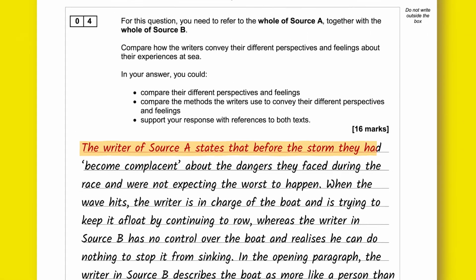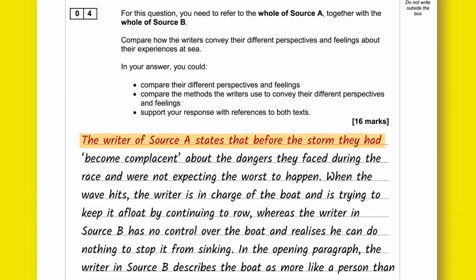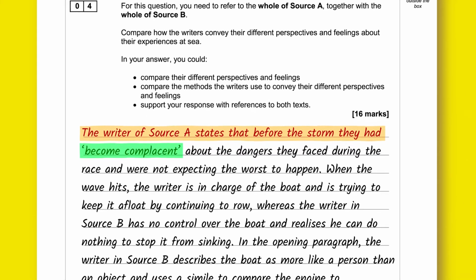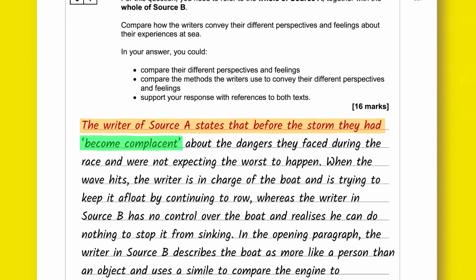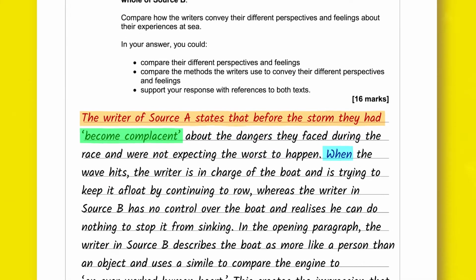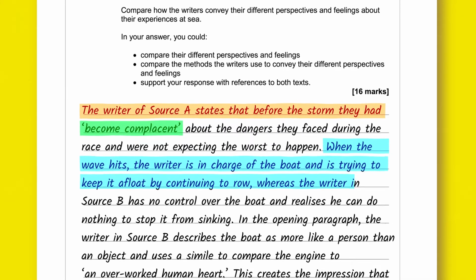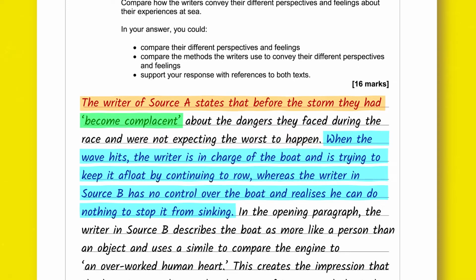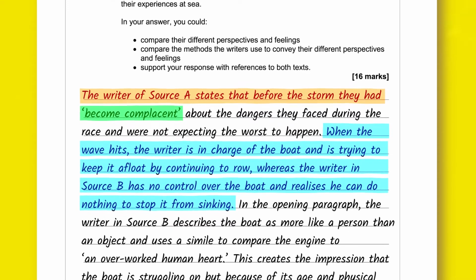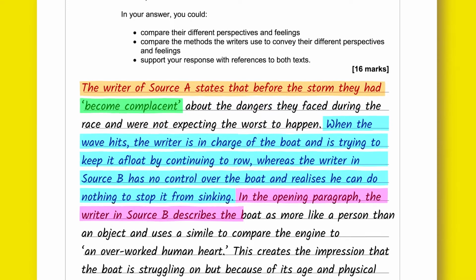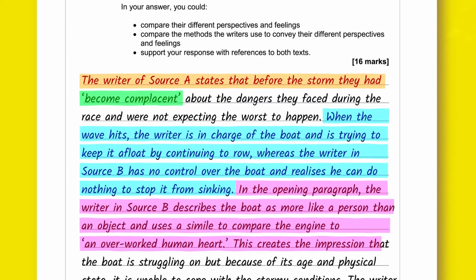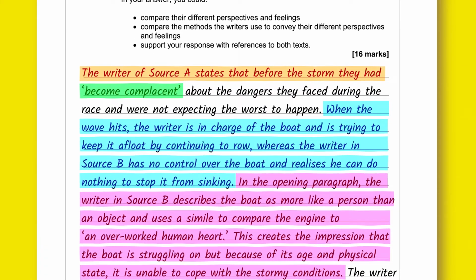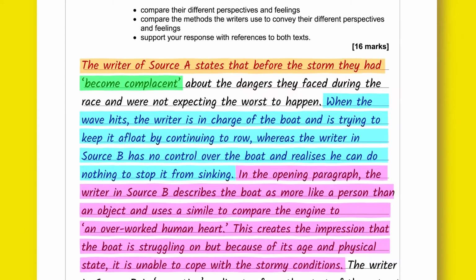You can see that the student has a clear understanding of the ideas in source A and is able to give evidence to show that they understand the ideas. After this, the student then begins to clearly compare the ideas and perspectives that they have identified in source A with those from source B. This is a good start, but remember, it's very important to talk about the writer's methods and how and why these methods have been used.